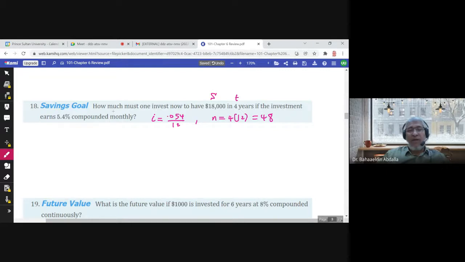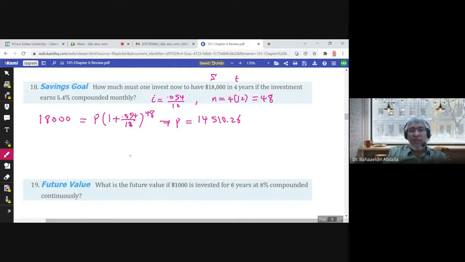And the formula, how much must one invest now? So the future value is there, and the principal is needed times 1 plus i, which is 0.054 over 12 to the power 48. And P would be the division of 18,000 over this amount. And the answer is $14,510.26.